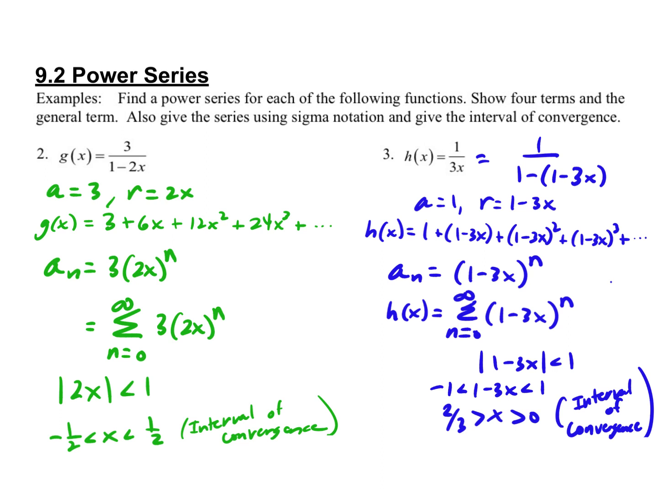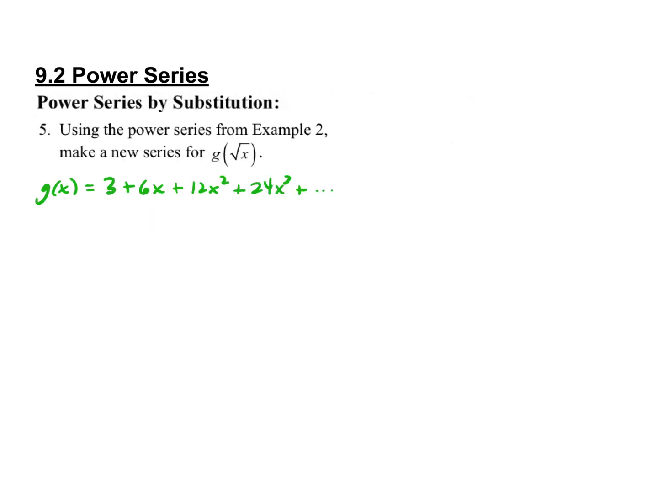All right, so this next example, we're going to jump ahead a little bit. We're going to go to example 5. Okay? So it says, using the power series from example 2, there it is. I wrote it down on this slide, so you can copy paste if you want. Make a new series for g of the square root of x. So all we're going to do here, simple enough, is substitute all the x's with the square root of x.